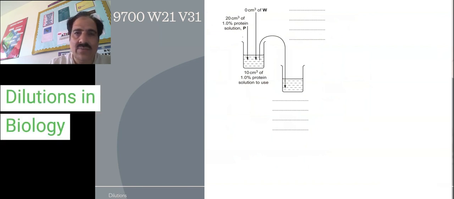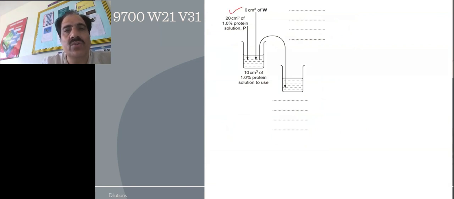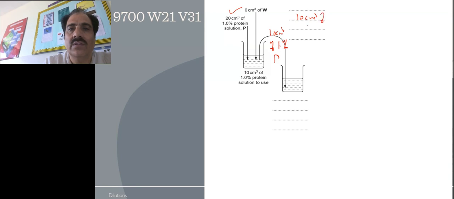I have taken the example here from the previous paper. This is winter 21 variant 31. So here we are provided with 1% protein solution P, and we need to make 20 centimeter cube of it. So we need to reduce the concentration continuously by half. So what we will do is, we'll take 10 centimeter cube out of it, 10 centimeter cube of 1% P, and to this we'll add the same amount of water, 10 centimeter cube of water.